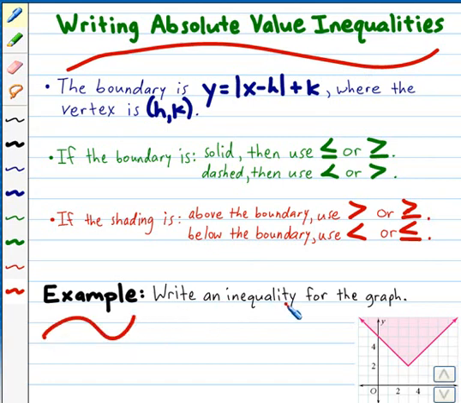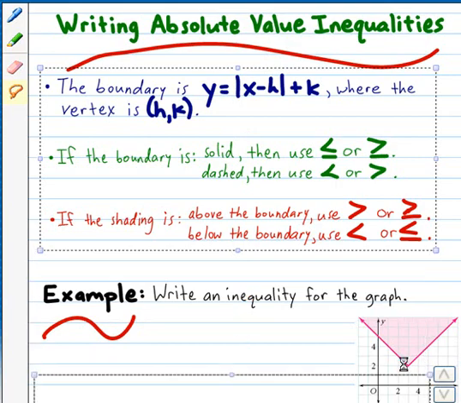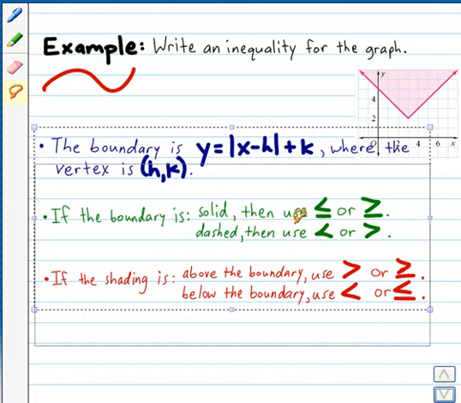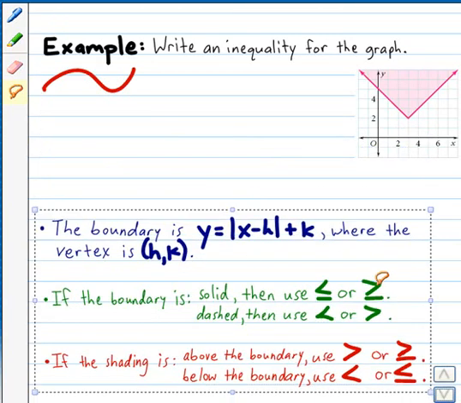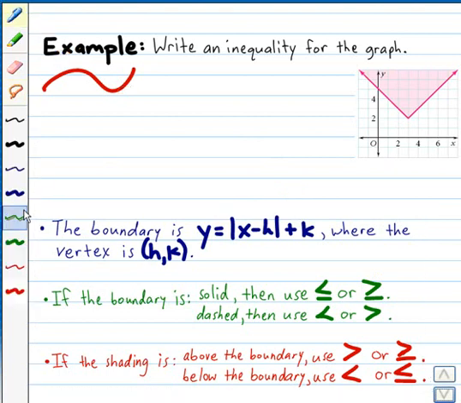We want to write an inequality for the graph that you see here. Let's bring our information down. And let's get started by determining the boundary of our graph. The vertex of the boundary is located at 3, 2. So the value of h is 3 and k is 2.